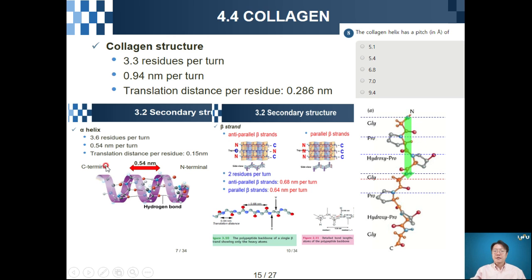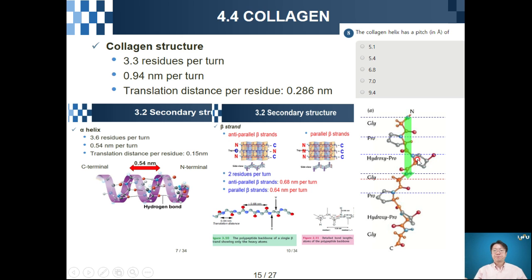Okay. The big difference between the alpha helix and the collagen left-handed helix is that, for example, in alpha helix, the translational distance per residue is 0.15 nanometer. However, in the collagen, the translational distance per residue is 0.286 nanometer. So it means that each residue progresses more. Okay. So when you compare the stability between the alpha helix and the left-handed helix in collagen, which is more stable? Alpha helix is more stable than the collagen helix.